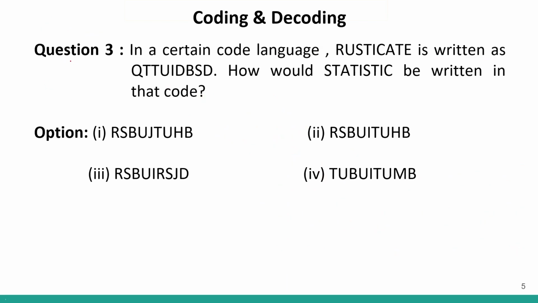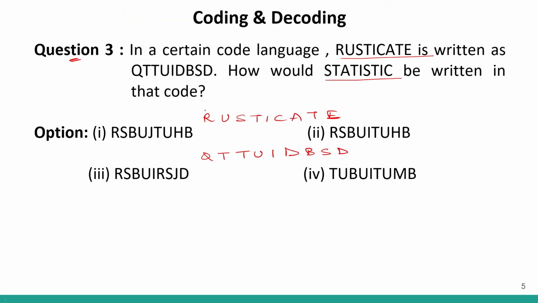Moving forward to question number 3. In a certain code language, rusticate is written like this. We have to find the code for statistic. So again, I will use the same method. I will write RUSTICATE, correct? And the code is QTTUIDBS and D. This is the code, correct?